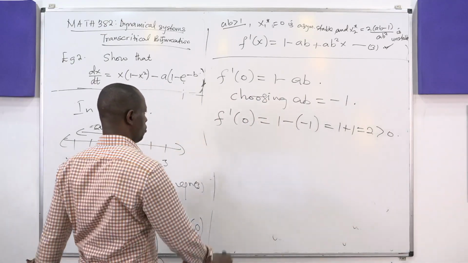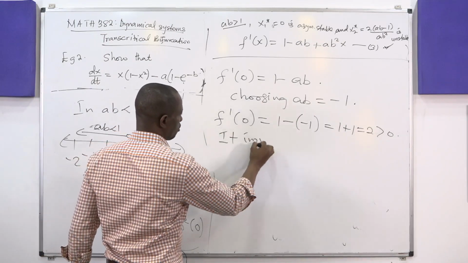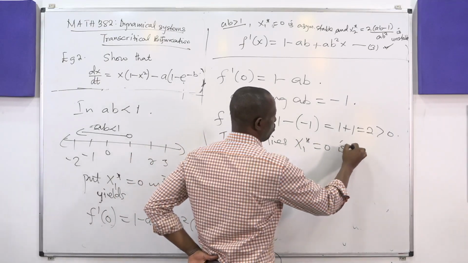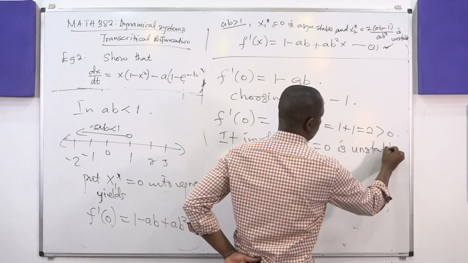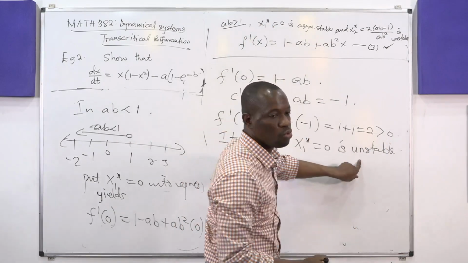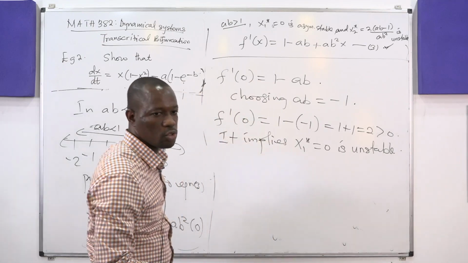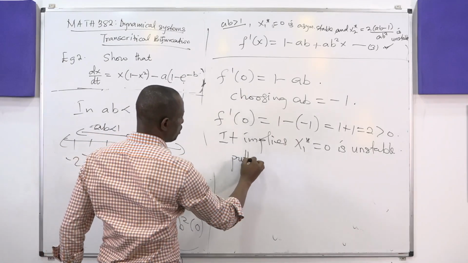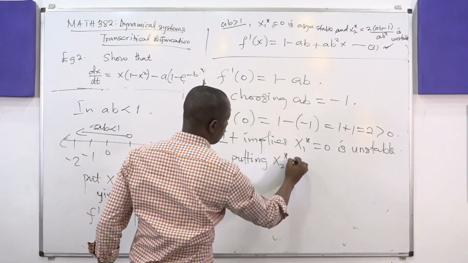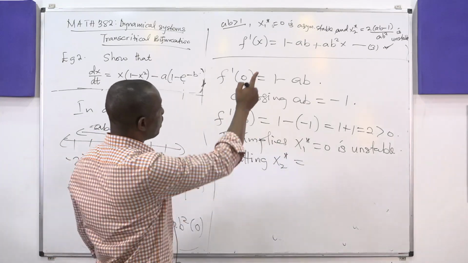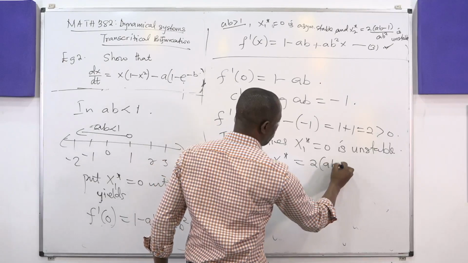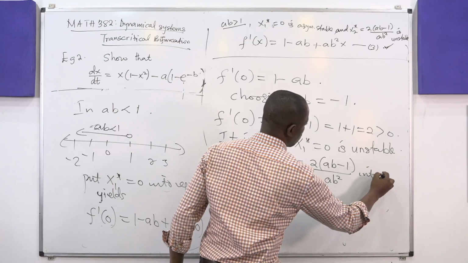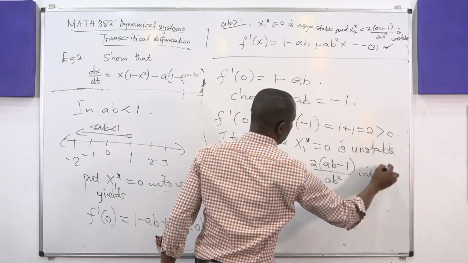Now it is unstable. It implies that x1 star equal to 0 is unstable. So it has changed from asymptotically stable to unstable, x1 star equal to 0. Is that okay? Then putting the second one, x2 star equals 2AB minus 1 over AB squared, into equation 3.